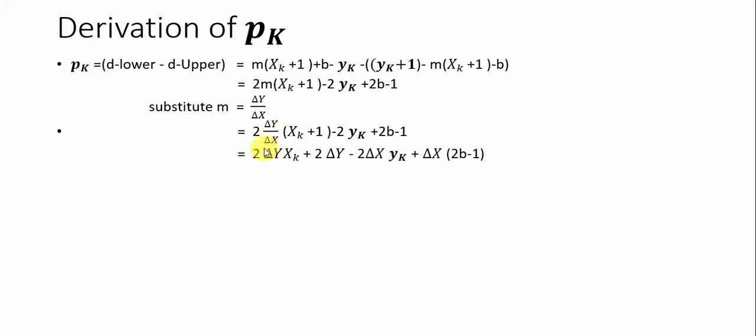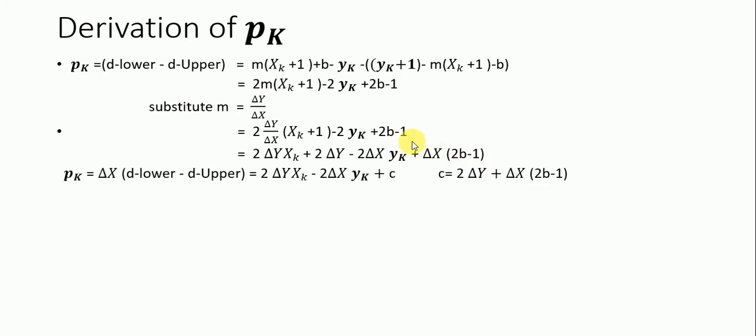So you get 2 into delta y into xk plus 2 into delta y minus 2 into delta x yk, and this is common, delta x into 2b minus 1. The delta x is moved to the LHS, so on the LHS it is delta x into d lower minus d upper equals 2 into delta y, and this is the same equation copied here, and c equals 2 delta y plus 2 delta x into 2b minus 1. This is not related to the pixel, c is a constant that is independent of the pixel. So this whole thing becomes constant.